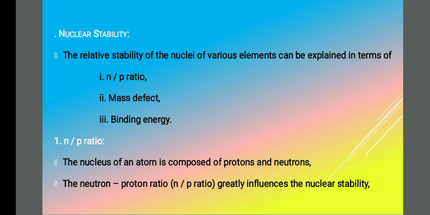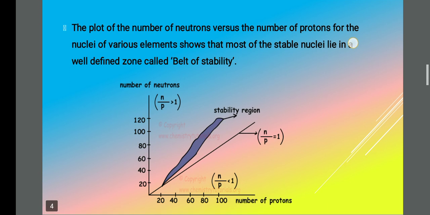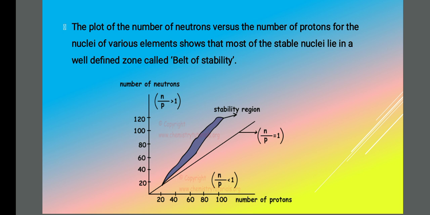Coming to N by P ratio, the nucleus of an atom is composed of neutrons as well as protons. And the neutron-proton ratio, we call it N by P ratio, greatly influences the nuclear stability. The plot of number of neutrons versus number of protons for the nuclei of various elements shows that most of the stable nuclei lie in a well defined zone called the belt of stability.